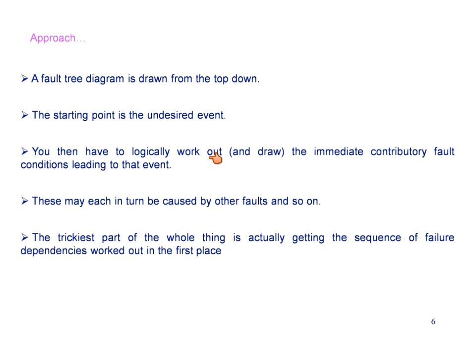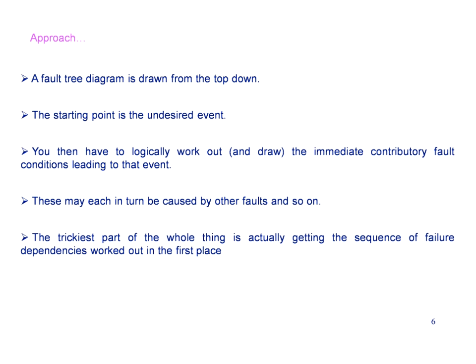Now you then have to logically work out the immediate contributory fault. What is the next fault before this accident? We have to find it. Okay, the conditions leading to that event. Now each of these may in turn be caused by other faults and so on. So it keeps going down. The trickiest part of the whole thing is actually getting the sequence of failures. The main thing you need to note down here is the sequence of failures.